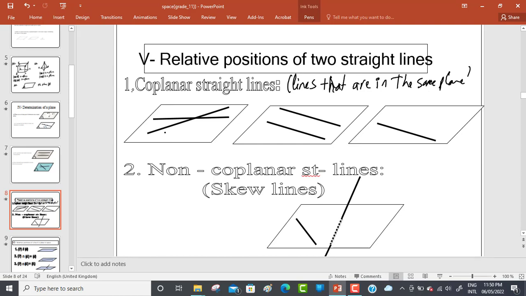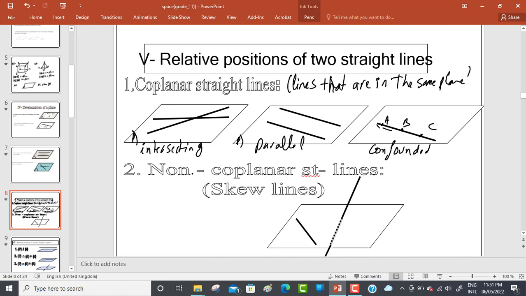2 coplanar lines in the same plane can be parallel. Sorry, this is not parallel, this is intersecting. 2 lines that are in the same plane can be intersecting or parallel or even confounded. For example, this is the line AB and this is the line AC. AB and AC are confounded lines.